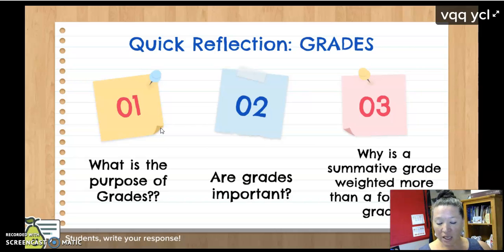Mrs. Blakely said on number 1, what is the purpose of grades? Mrs. Blakely said, the purpose of grades is to hold students accountable for their learning. Yes, absolutely. We want to make sure that they are learning as we go, so they're not waiting till the last minute. And this also helps us to know if they're struggling.